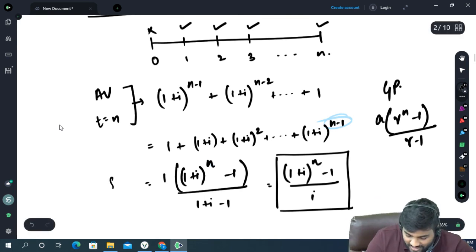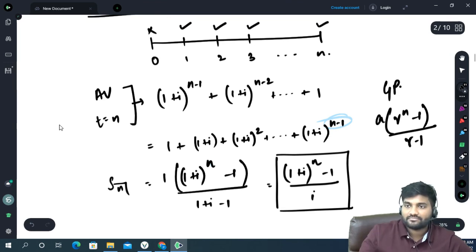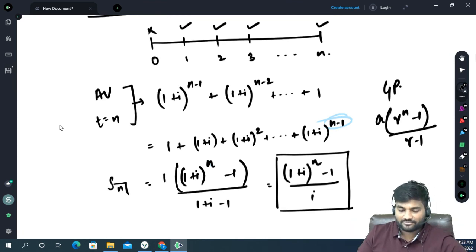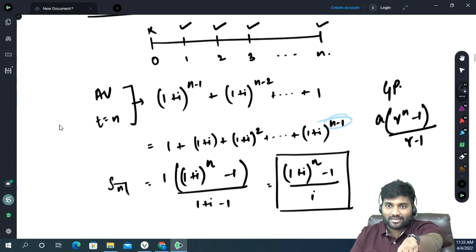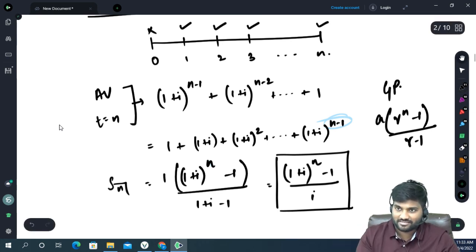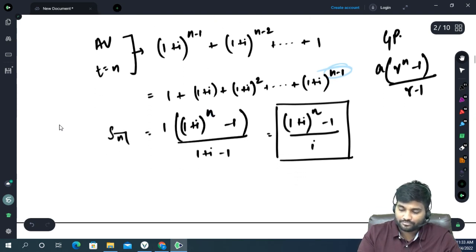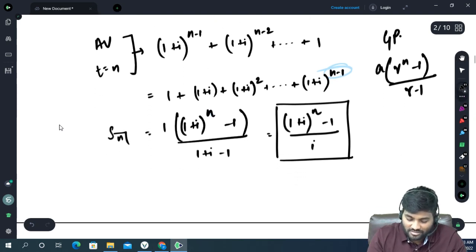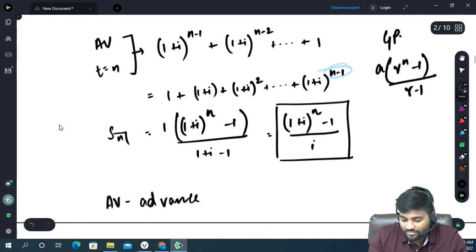The notation is S n. Now your classwork is, I am giving you 5 minutes. Your classwork is accumulated value, advance case. Okay, start. Do it.